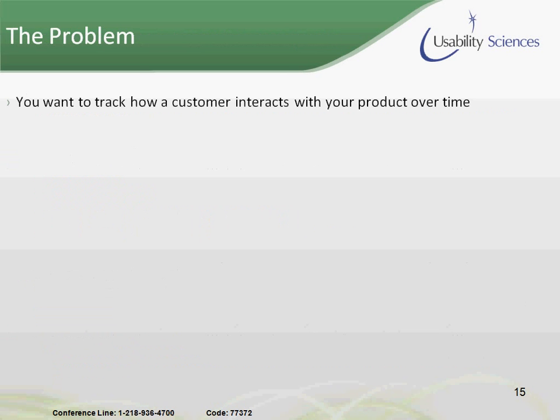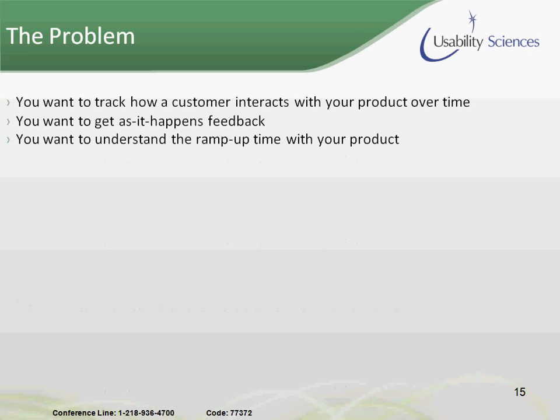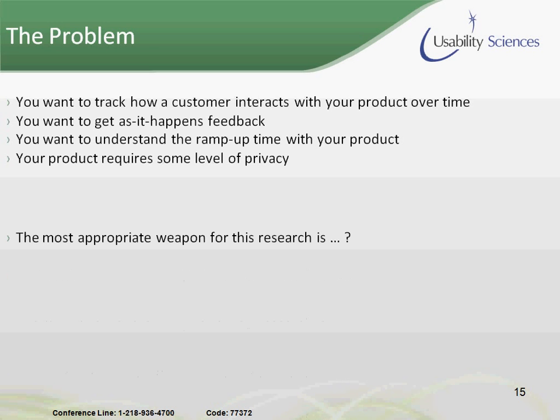Okay, so let's try another one here. So here's the problem. You want to track how a customer interacts with your product over time. And maybe you want to get as-it-happens feedback. You want to understand the ramp-up time with your product. And perhaps your product requires some level of privacy. So the most appropriate weapon for this research is a bazooka, mustard gas, a sniper.